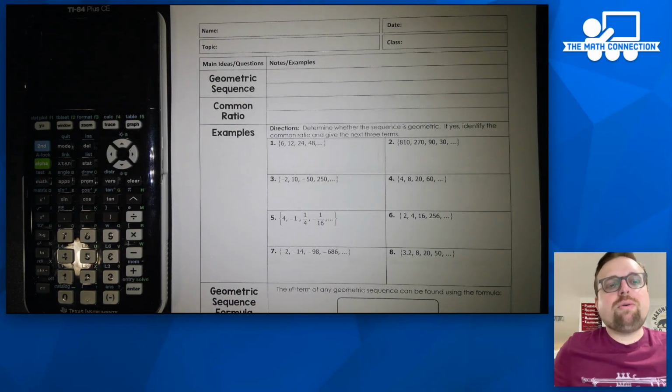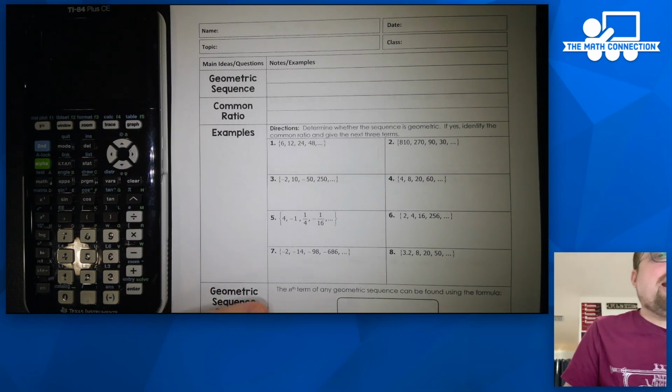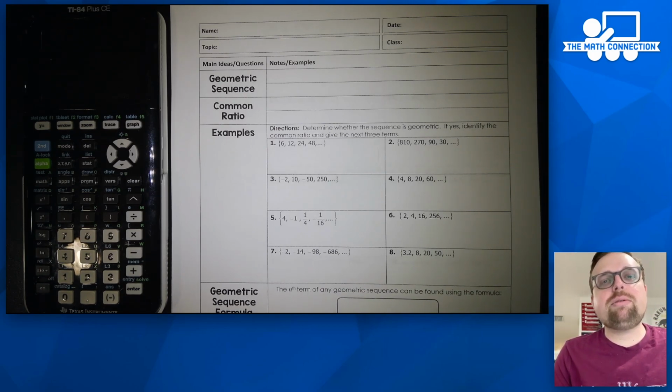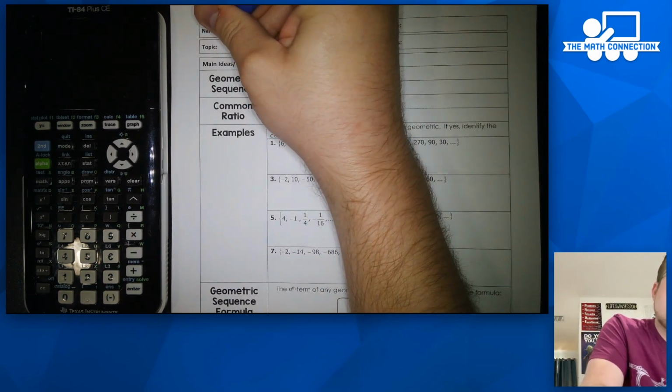We're going to jump into our next lesson, which is on geometric sequences. So as always, make sure that you go on Google Classroom and print out these blank notes or get some blank paper out so you can follow along. And don't forget to put your name on the top of your paper.